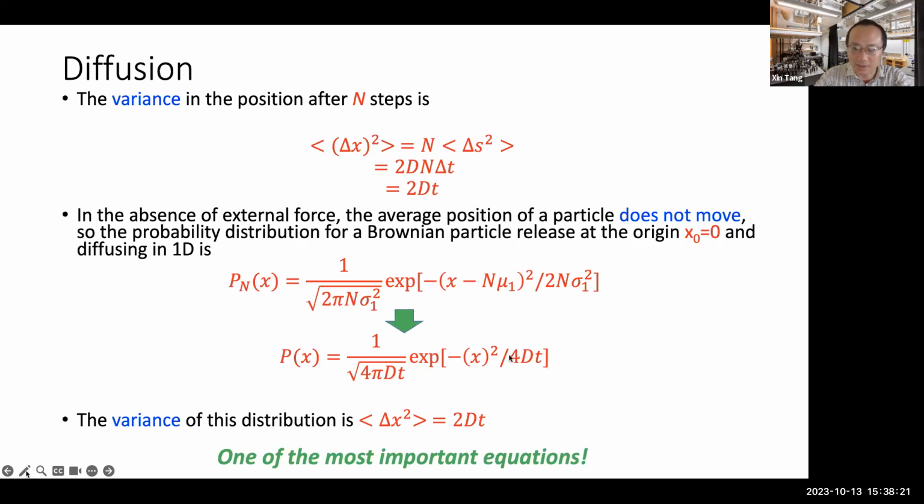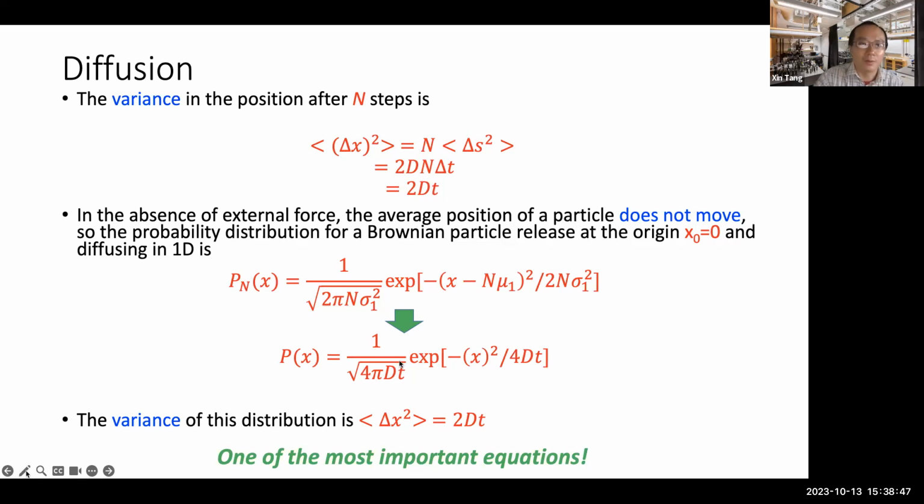In this equation, you can see the mean is 0, so that's minus x squared. But the variance is not 0. Variance is 2dt. In the future, this is one of the most important equations in fundamental physics. Once you see this equation, you can quickly know the important parameters of this process.